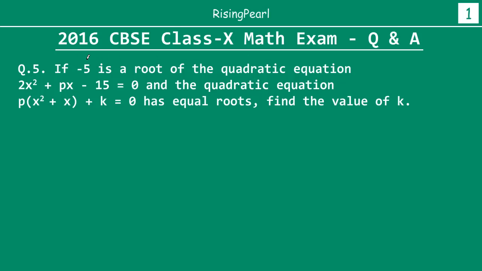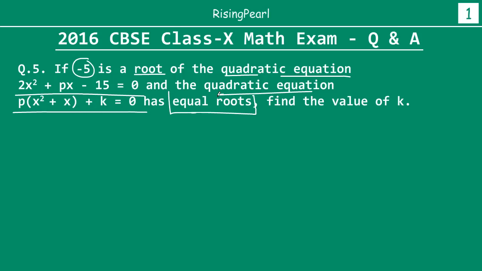In question number 5, if minus 5 is a root of a quadratic equation, and this is the quadratic equation. So we have been given one quadratic equation and it is said that minus 5 is a root of it. And there is a second quadratic equation, which is this, that has equal roots. What is given is that if minus 5 is the root of the first quadratic equation, and the second quadratic equation has equal roots, find the value of k. We have to find out the value of k.